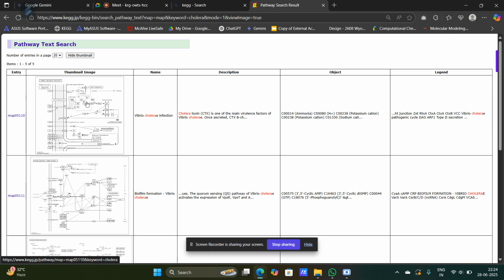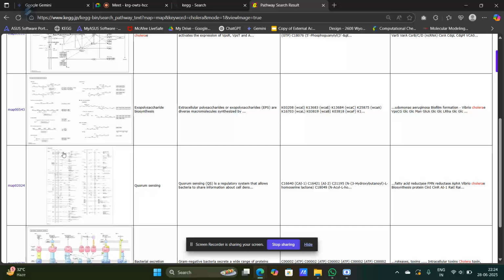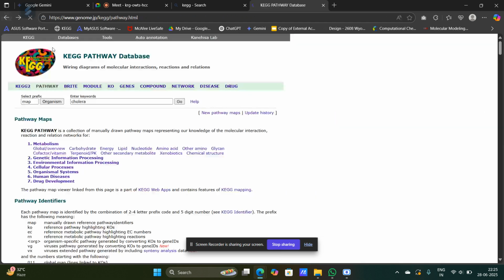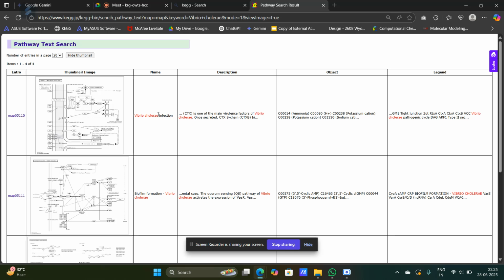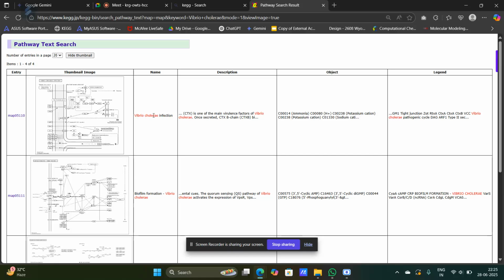Okay, so I just wrote cholera, and we have got Vibrio cholerae infection, biofilm formation Vibrio cholerae, related pathways. You can even search by name of the disease or even name of the organism. For example, let me just write Vibrio cholerae here and search, and again you have got a set of pathways where the Vibrio cholerae organism is a part. Are you guys able to understand?